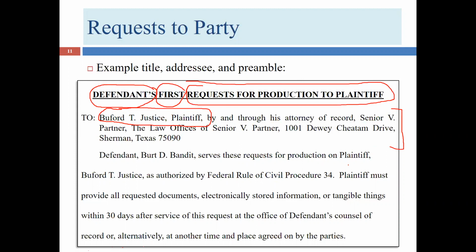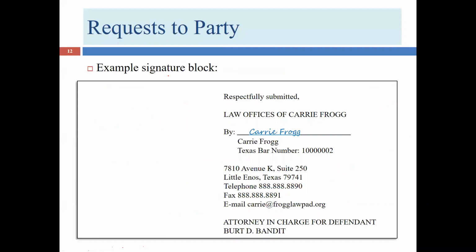And then here we have this preamble where we've identified the rule. Defendant Burt D. Bandit serves these requests for production on plaintiff Buford D. Justice as authorized by Federal Rule of Civil Procedure 34. Plaintiff must provide all requested documents, electronically stored information, or tangible things within 30 days after service of this request at the Office of Defendant's Counsel of Record, or alternatively another time and place agreed on by the parties. So it's a very simple preamble. You can cut and paste this one a million different times. Obviously, you don't only want to use this in federal court, but other than that, it's good to go. And then here's an example of a signature block. No big surprises here.